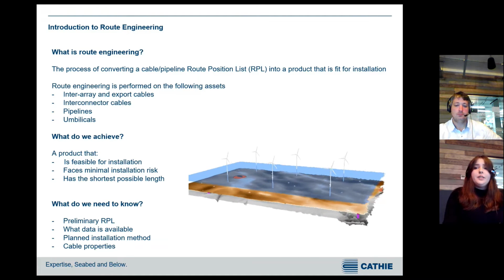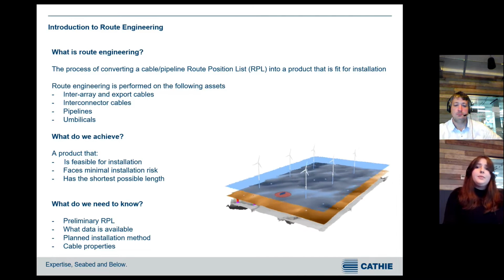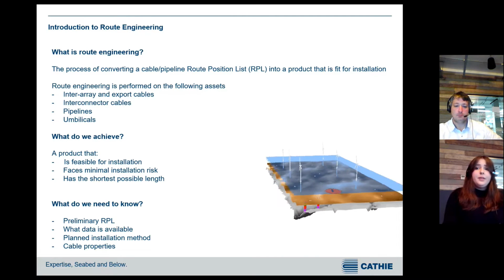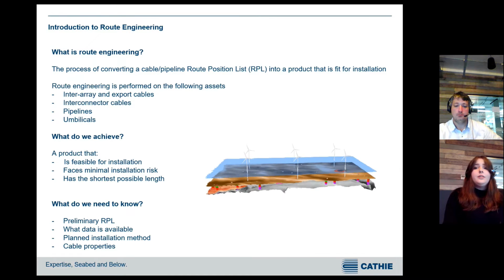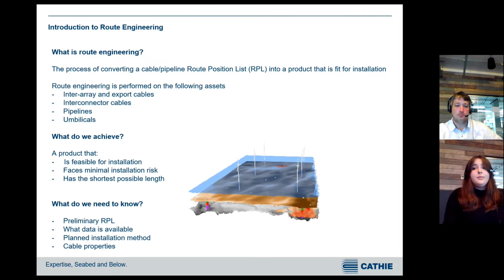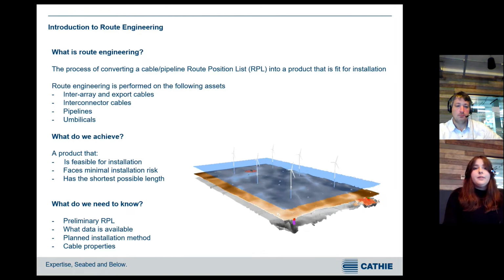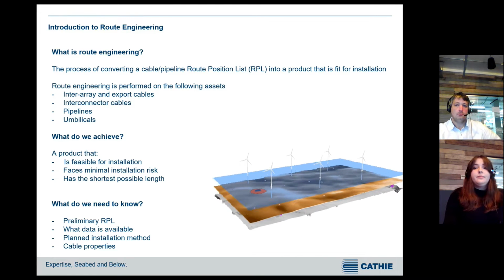Before we can begin routing, we need to receive the preliminary RPL from the client. Sometimes this will just be a corridor centerline, or it could be the client's first pass at route engineering. We need to understand how much data is available, as we require a geophysical survey to be able to undergo detailed route engineering. The better the data is, the more accurate product is created.